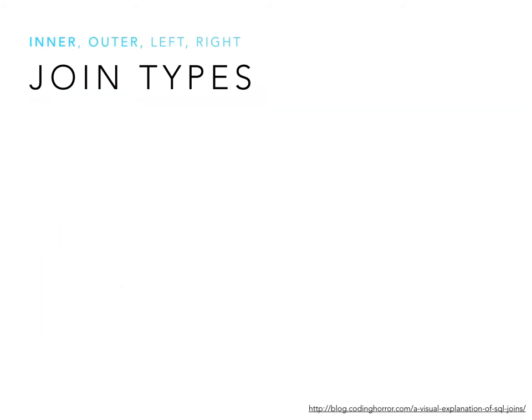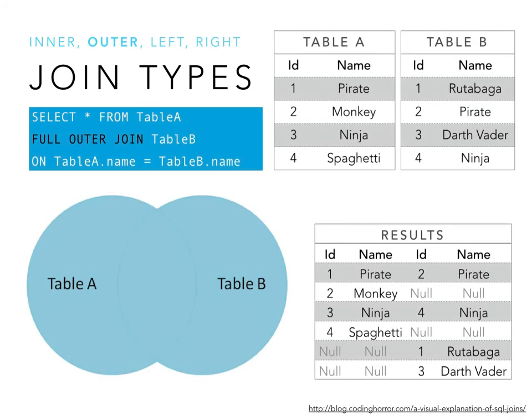Now, we can create a full outer join, and it looks like this. So a full outer join takes everything from both tables and squishes them together. You see that for several of them, like Monkey Spaghetti, Rutabaga, and Darth Vader, there's no matching record from the other side. And on a full outer join, the database will return null for those items that don't exist in the other table.